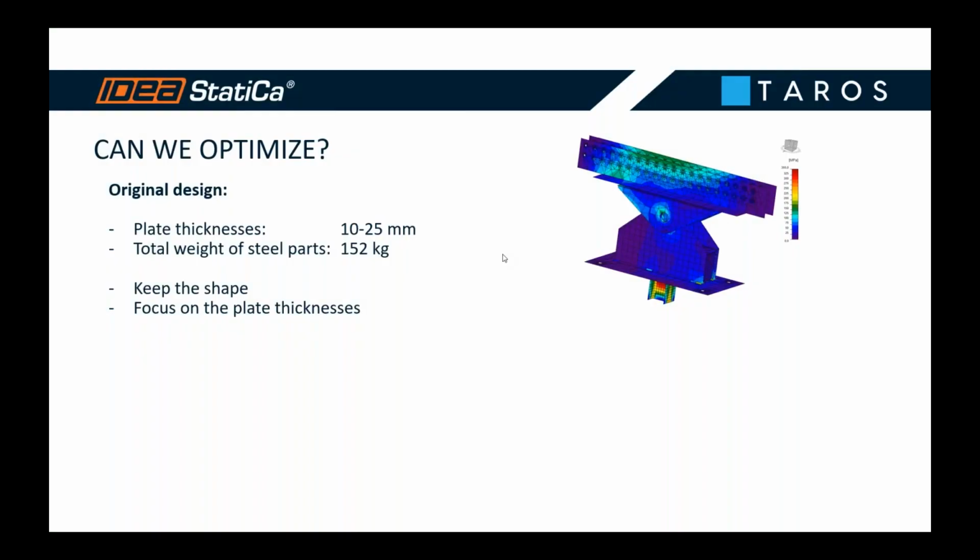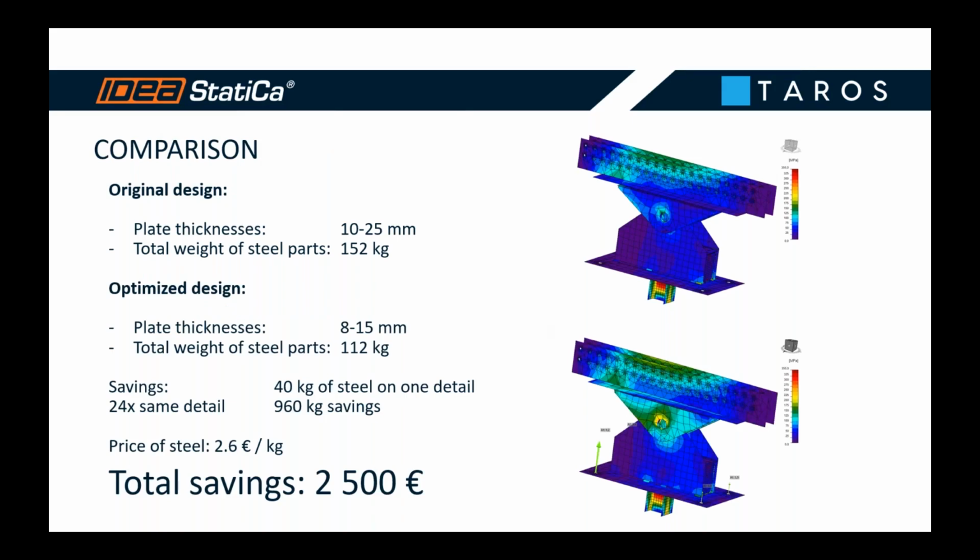Thanks, Adam. So there was a big space for improvement and for savings. So let's calculate it. What we have now, we've changed the plate thicknesses from plates 10 to 25 millimeters to 8, from 8 to 15 millimeters, and the overweight of the steel parts in one detail is reduced from 152 kilograms to 112 kilograms. It means we saved 40 kilograms of steel just in one step.